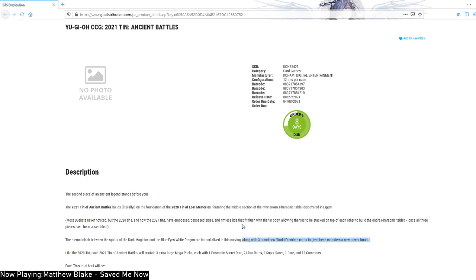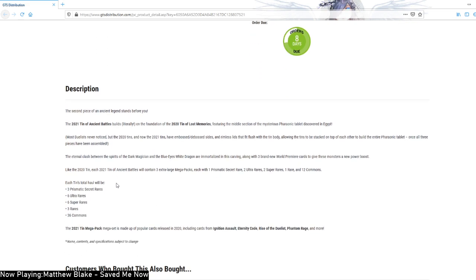Let's go! Like 2010, each 2021 tin of Ancient Battles will contain 3 extra large mega packs, each with 1 prismatic secret, 2 ultras, 2 supers, 1 rare, and 12 commons. Each tin's total haul will be 3 prismatic secrets, 6 ultra rares, 6 super rares, 3 rares, and 36 commons, which is way too much, nobody wants those.